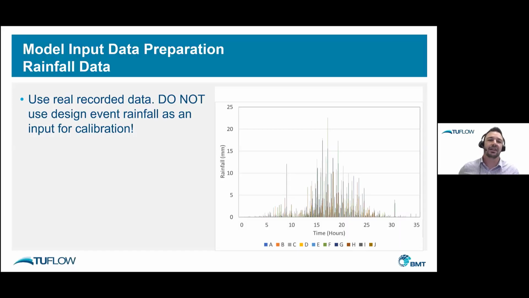So let's start looking at common data errors when it comes to calibration. For starters, this one might seem pretty obvious, but I've seen it done before. Use real recorded data. Don't use design event rainfall as an input for calibration. If someone said it was a 1% AEP event, don't just drop your 1% AEP event temporal pattern and rainfall depths in there and plot the results and say, oh, the model's calibrated. No, use real rainfall data.